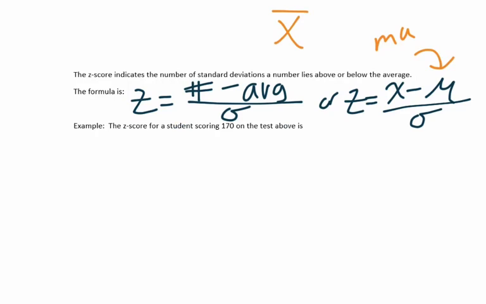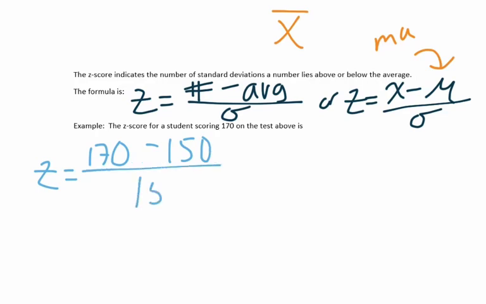Okay. So the z-score for someone scoring 170 would be 170 minus the average, which is 150, divided by the standard deviation, which in this case was 15.